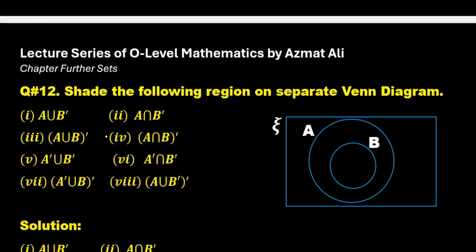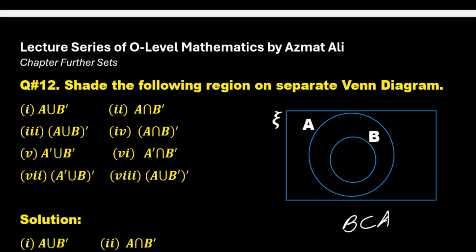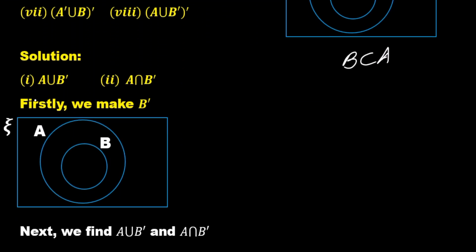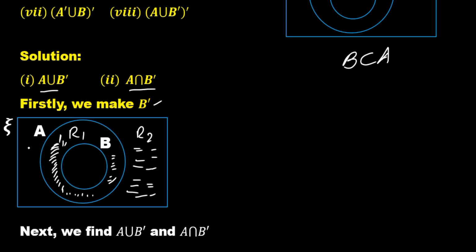In the second case, we have to find all of these things again, but now set B is a subset of A. B is a smaller circle and A is a larger. We have to find A union B complement and A intersection B complement. Firstly, we find B complement. B complement is everything other than B. So this consists of two parts. The first part is inside the set A, and the second part is inside the rectangle and outside both of the circles. First is region R1, that is inside the set A. This is R1 region and this is R2 region. This is my B complement.